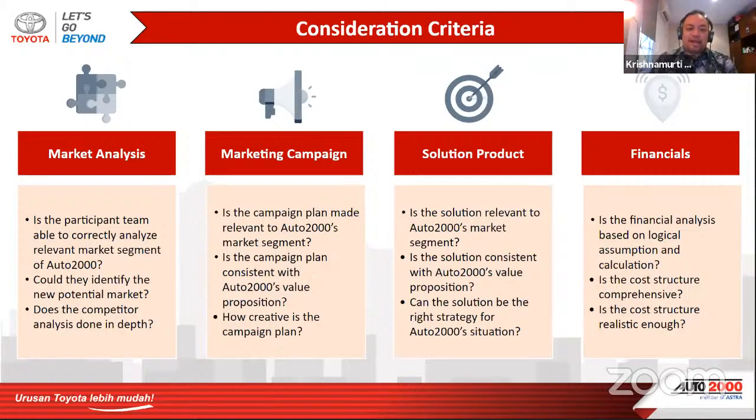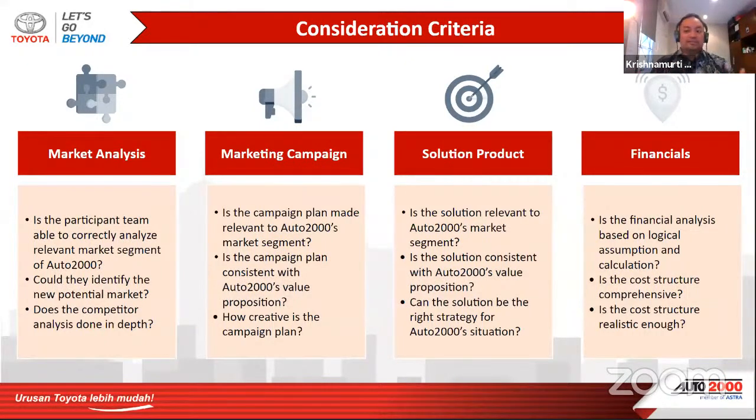Is the campaign plan made relevant to Auto 2000 market segment? Now that you have the segments, and then you have the particular target market, would the campaign fit with them? Would they be interested? Would you address what they're looking for? Would you address some of the things that they need in a car? Some of the things that they look for when looking at the car? Is the campaign plan consistent with Auto 2000 value proposition? Are you going to highlight all the strength from Auto 2000 in that particular campaign?